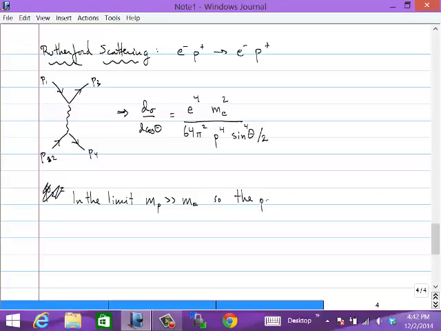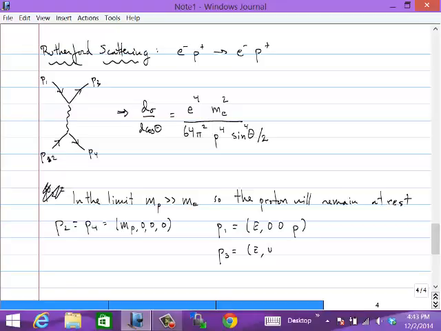So the proton can begin and end at rest, so that, for example, P2 is equal to P4 just describes a proton at rest, and then you'll have some electron which is incident with some energy E and momentum P and scatters off at some angle theta.